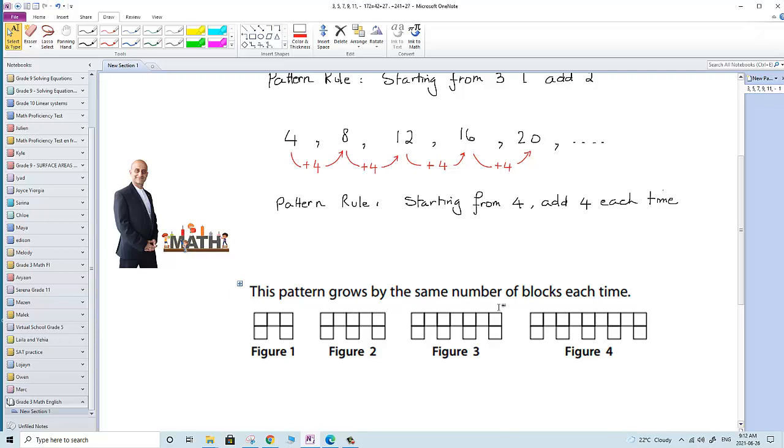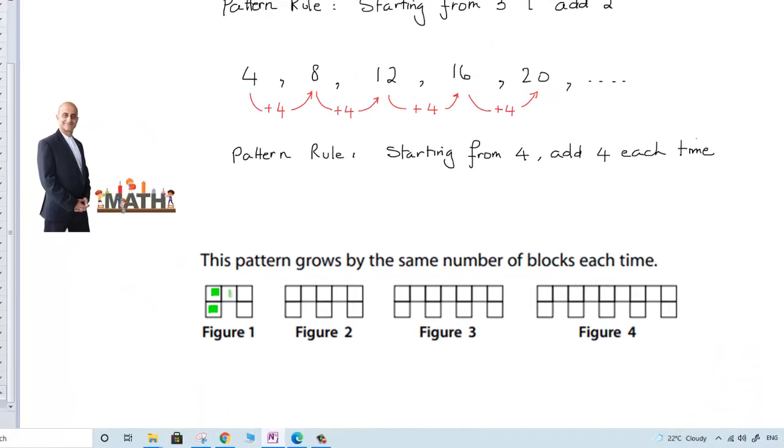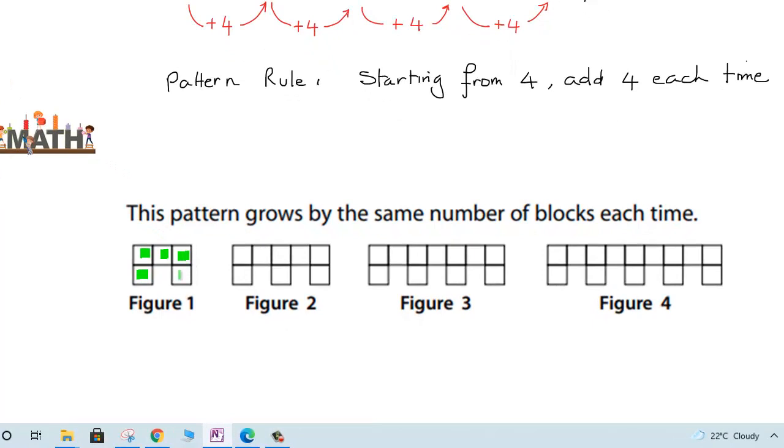This pattern grows by the same number of blocks each time, so there are blocks. Let's see and let's discover. It says shape 1 or figure 1 has one block, another block, another block, another block, another block. So how many blocks? 5 blocks. It has the shape of the letter N, you can say, or an inverted U. Perfect.